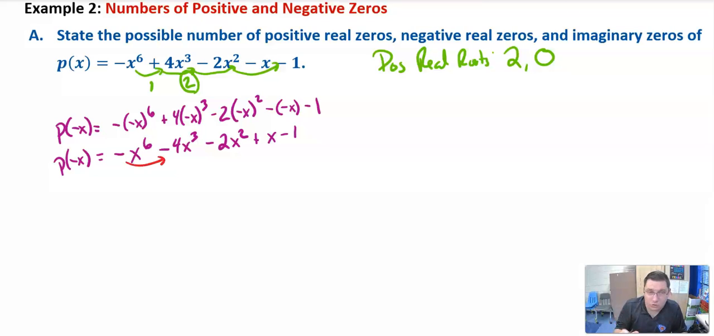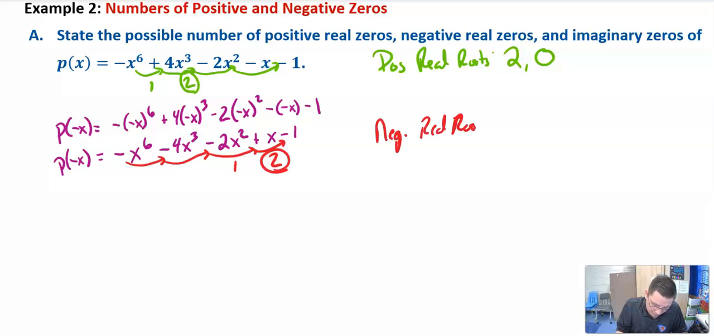Negative to negative, don't count. Negative to negative, still not counting. Negative to positive, that's 1. Positive to negative, that's 2. So this will have, at most, how many negative real zeros, or negative real roots? It will have 2, or it can have an even number subtracted from it. So 2 minus 2 would give us 0.